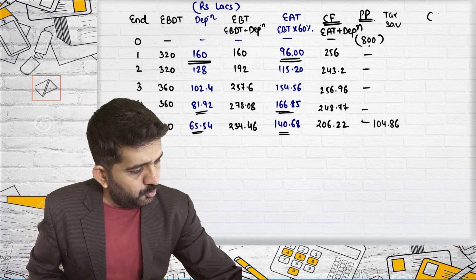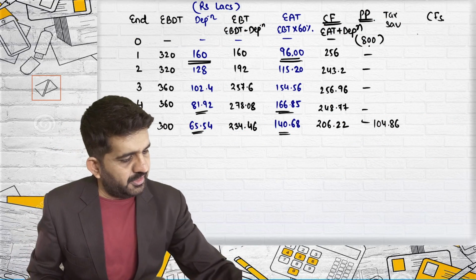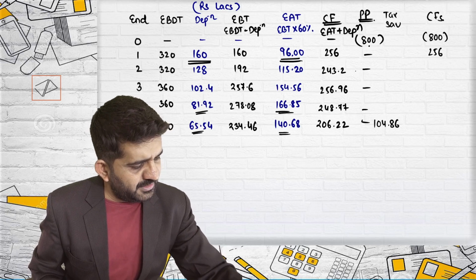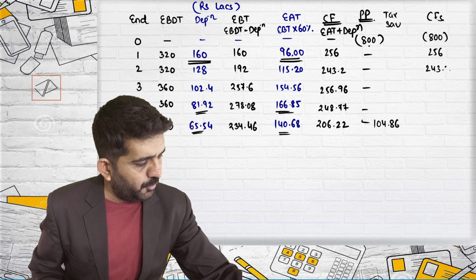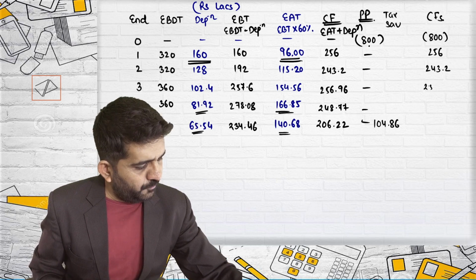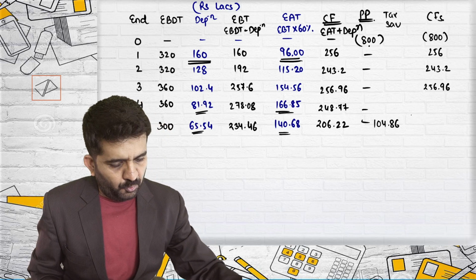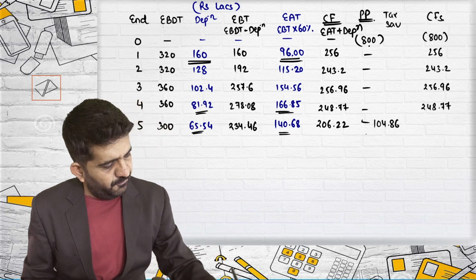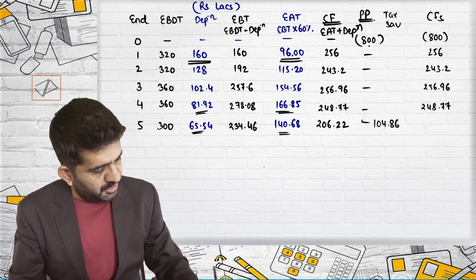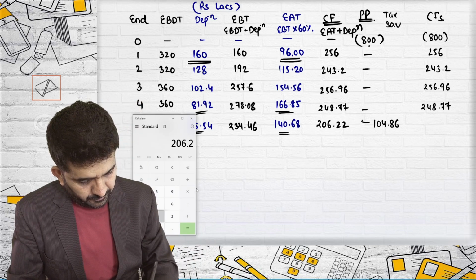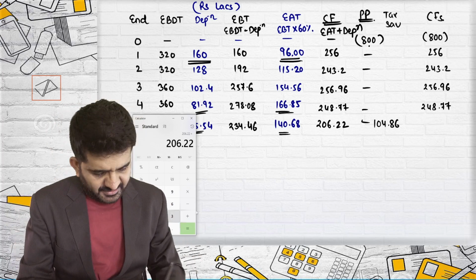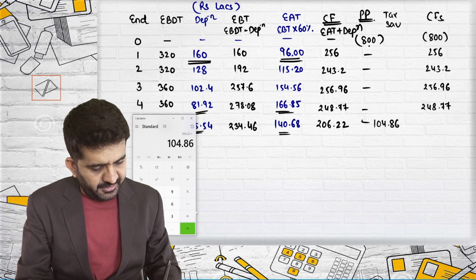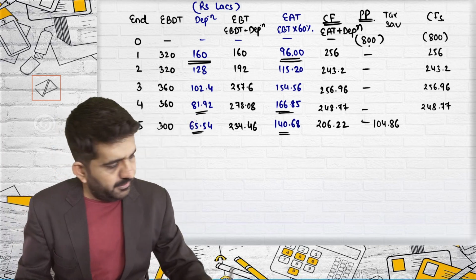So, all the cash flows are under consideration, right? I can find out cash flow for all the years. Cash flow at the end of 0 year will be 800. This will be 256. Second year will be 243.2. Third year will be 256.96. Fourth year will be 248.77 and fifth year will be 206.22 plus, because this is tax saving, 104.86. It is 311.08.